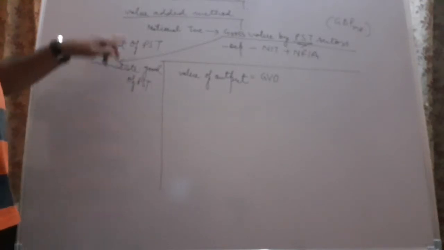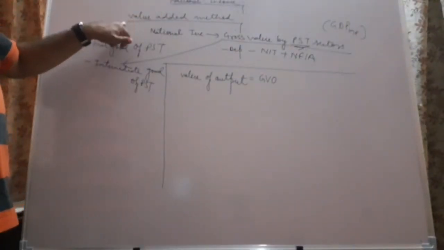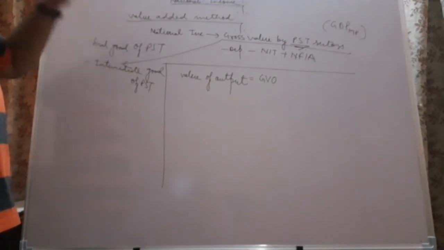Good morning, children. Today we will study national income by the value added method. In the value added method, national income can be calculated as gross value added by primary sector, secondary sector, tertiary sector. Here we will consider three sectors: primary, secondary and tertiary, and through that we will try to find out national income.